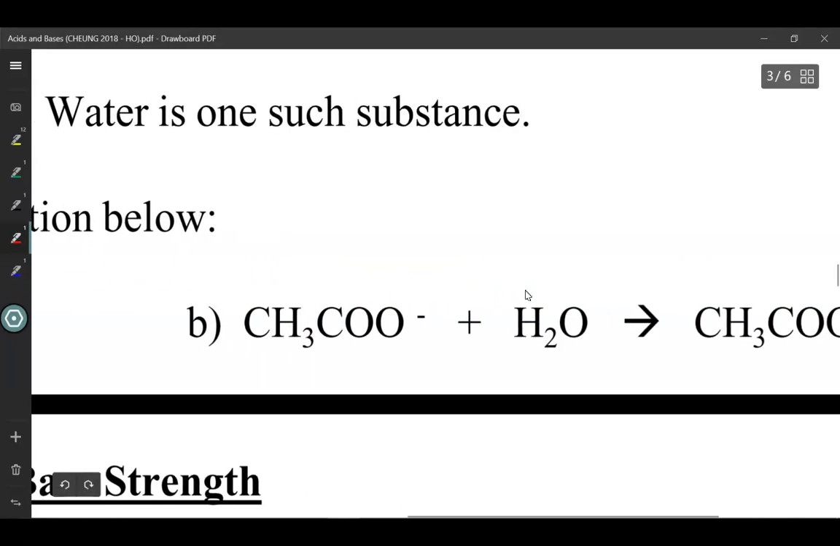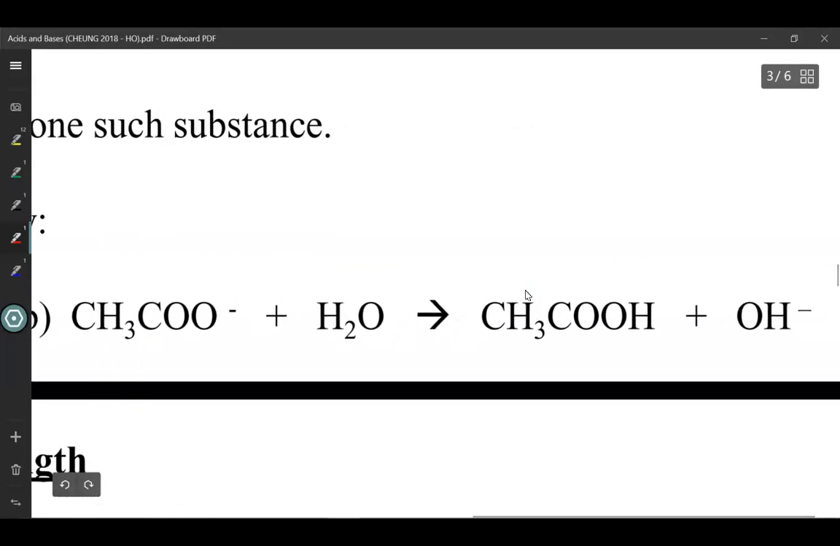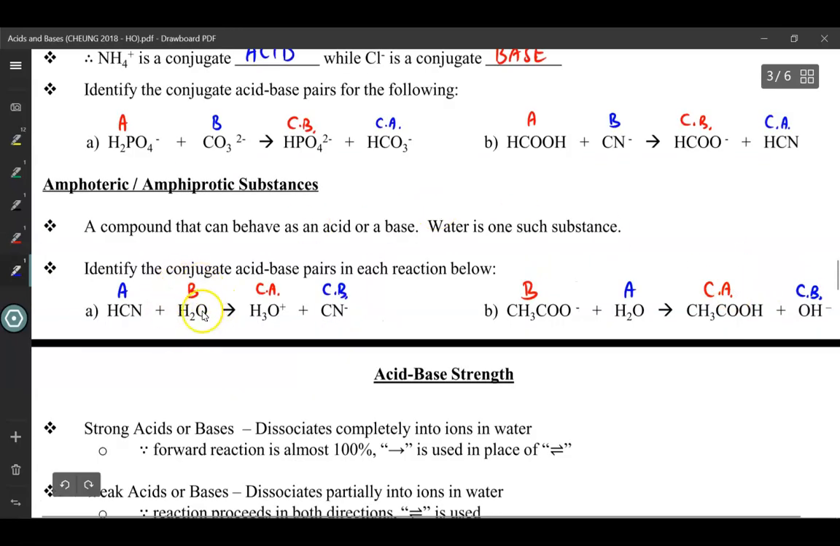But with the other reaction over here, acetate has gained an H, making it my base, and this is my conjugate acid, while water has lost an H, making this my acid and my conjugate base. So as you can see, in one instance, water is acting as a base, but in another example, water is acting as an acid. So we say that water is amphoteric or amphiprotic.